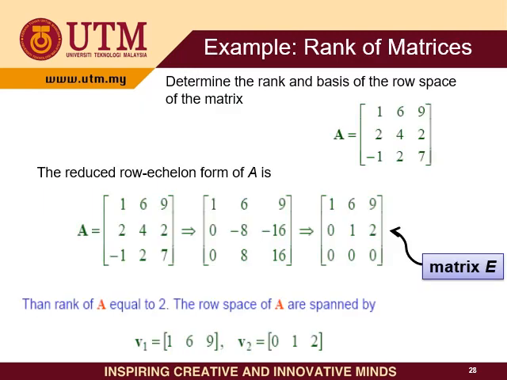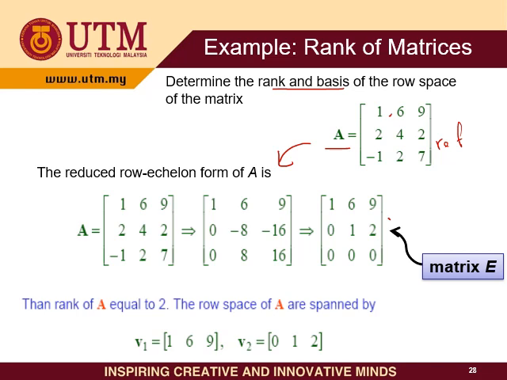Let's look at our first example, rank of matrices. They ask us to determine the rank and basis of the row space of the matrix. Here is matrix A. As we know, we must change it to the row echelon form. This is not in row echelon form, so we reduce it to the echelon form of A, which is here. We call it matrix E.